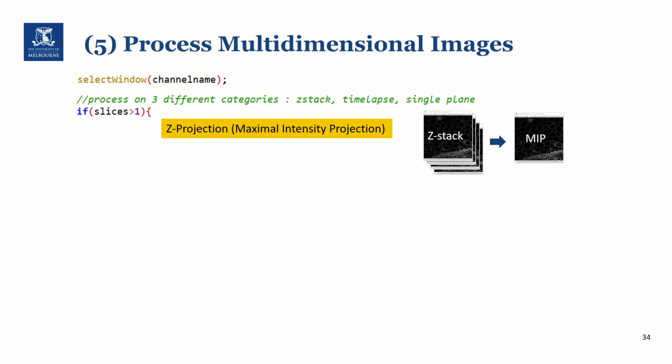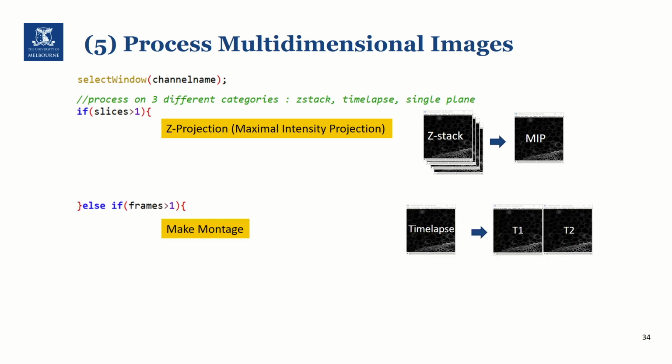So once we have selected a single channel image to process, we will run max intensity projection if it's a Z-stack. And we will make a montage if it is a time frame, or nothing if it is a single plane image. But I have made this last else part so I can use it for other code.